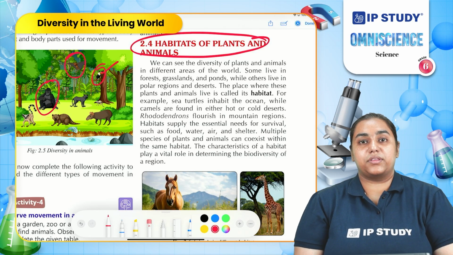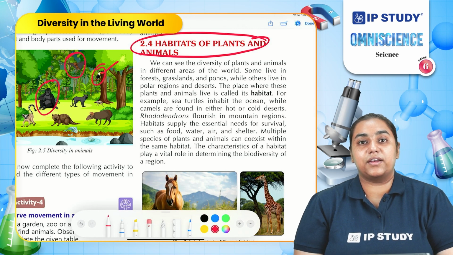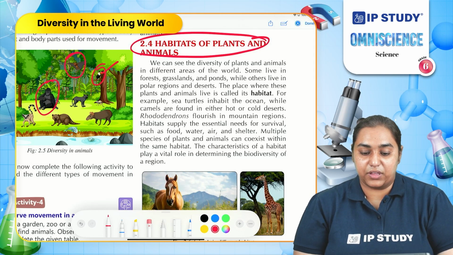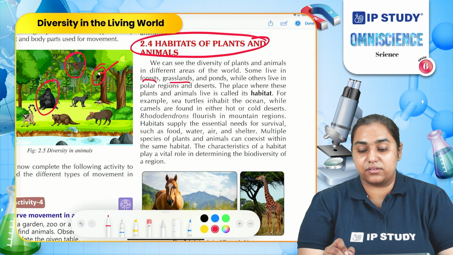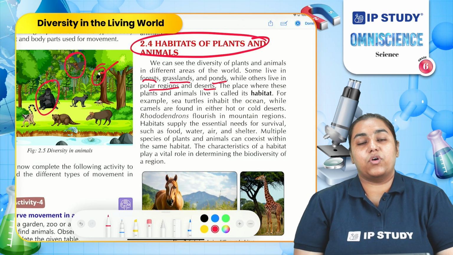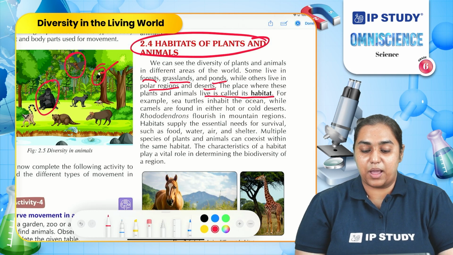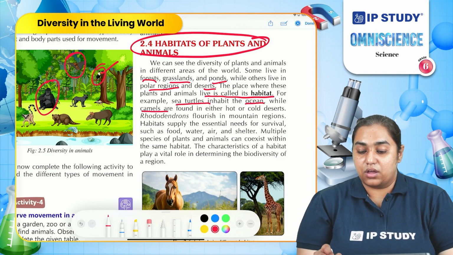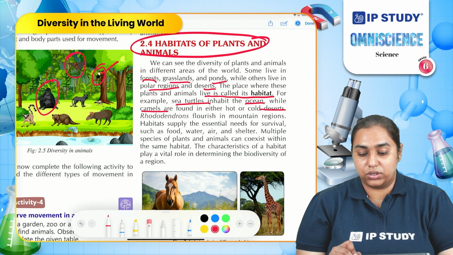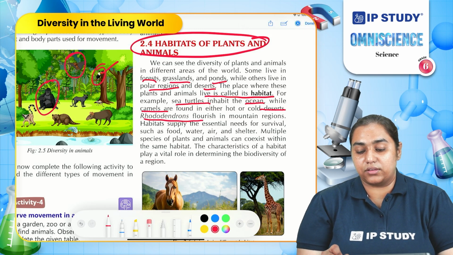Plants and animals are present all over the world. But do you think their living condition is also the same all over the world? Well, no. There are different living habitats where plants and animals live. Some live in forests, some in grassland, some in ponds, while others live in polar region and desert. So what is habitat? The place where plants and animals live is called its habitat. For example, habitat of sea turtle is ocean, habitat of camel is desert, whether it is hot or cold. Habitat of rhododendron is mountain region.